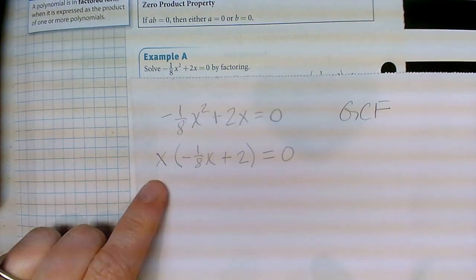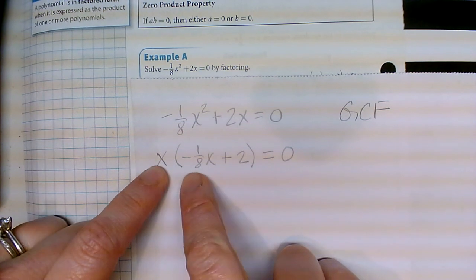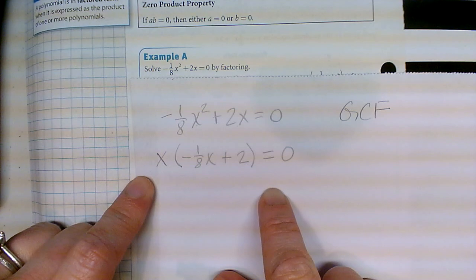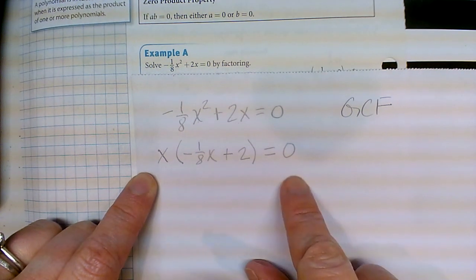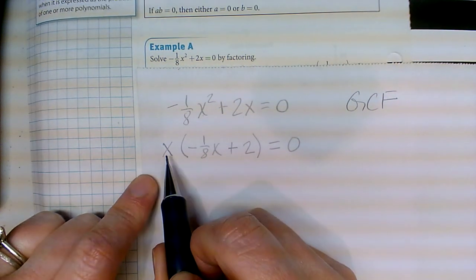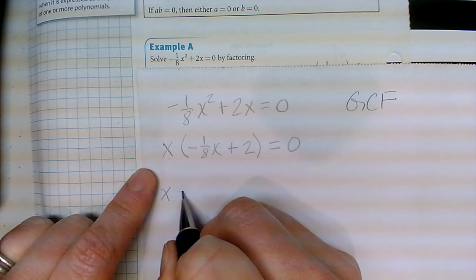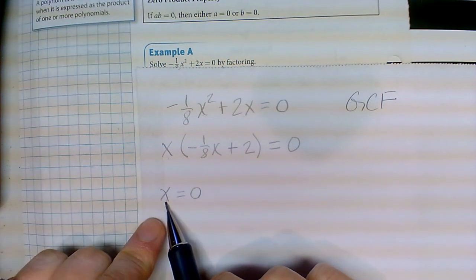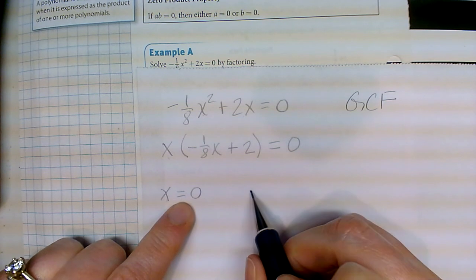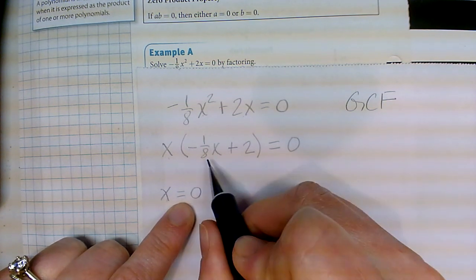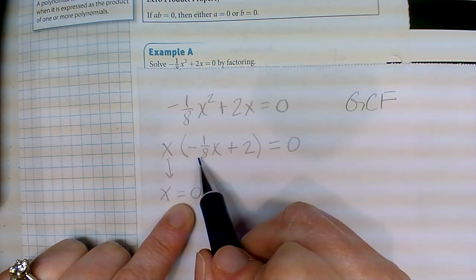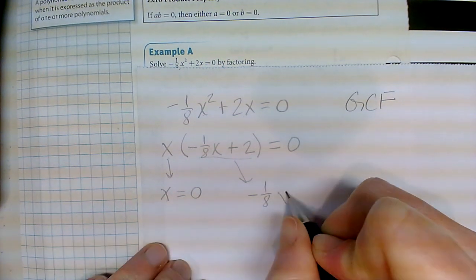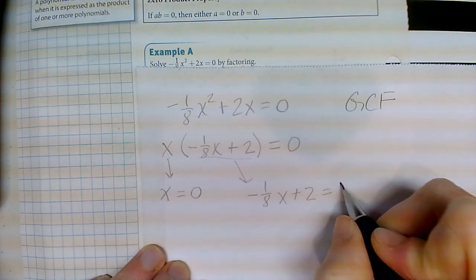Now I need you to think about the x and what's in parentheses as two separate problems, so we're going to split these out. This x right here, I'm going to bring down and set equal to 0. So I literally have an answer of x is equal to 0. Over here, I'm going to take what's in the parentheses, this negative 1/8 x plus 2, and set it equal to 0.